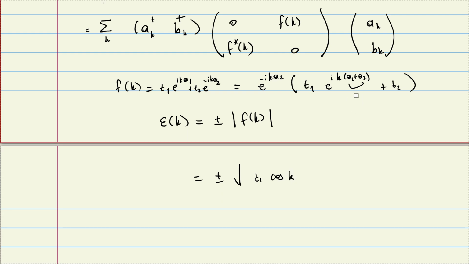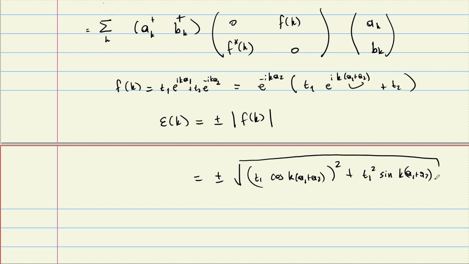So the real part is t1 cosine of k a1 plus a2, plus t2, squared, and the imaginary part is t1 sine of k a1 plus a2, squared. Did I get that right? Yes, t1 cosine, and this is t2. Right, this is t1, I need the t2 somewhere. Okay, t2 is here. So it is t1 cosine plus t2, squared, plus t1 sine squared. I think that's correct. There's also sine squared, right?